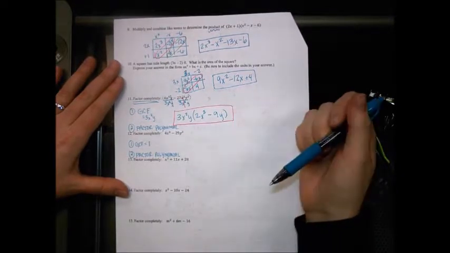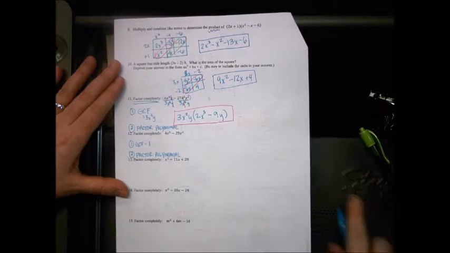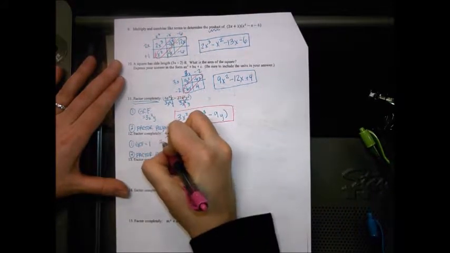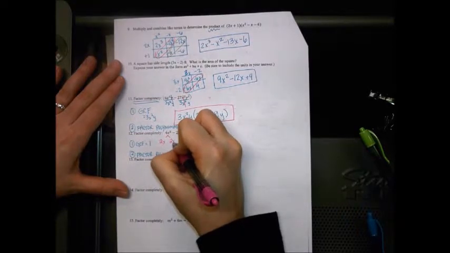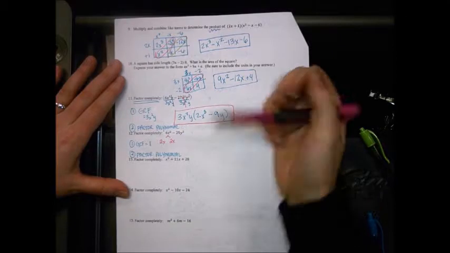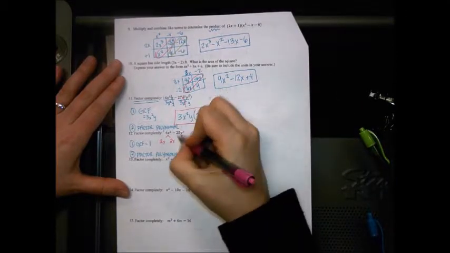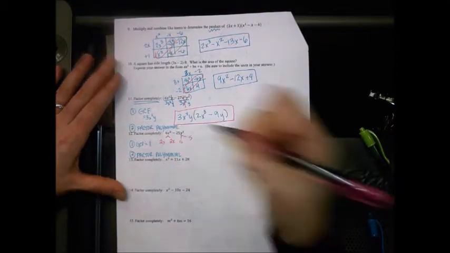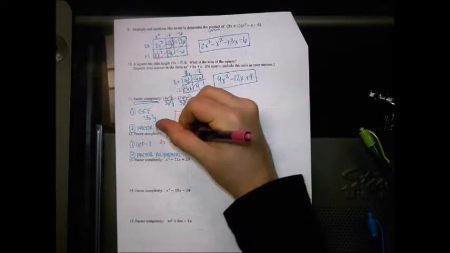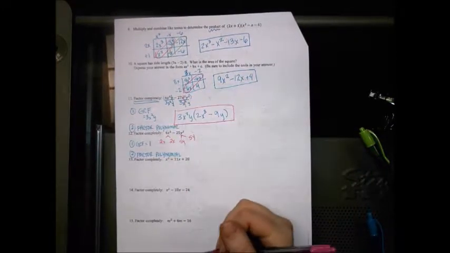Difference, yes, because it's subtraction. Are these each perfect squares? Do they multiply, the same term times itself, to give you that value? Yes, 2x times 2x is 4x squared. Same term times itself to give you that value. 5y times 5y gives me 25y squared.